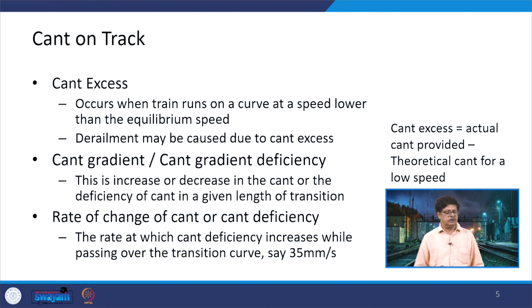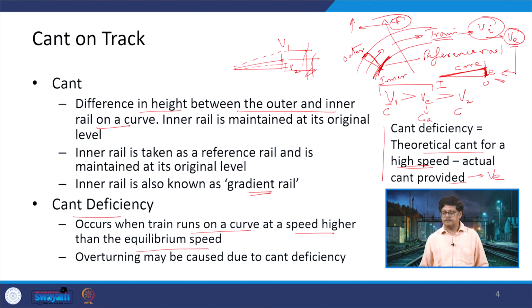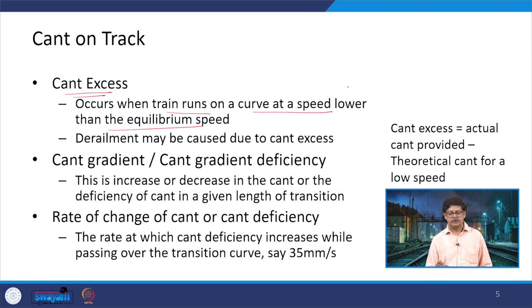Now, another terminology is Cant excess. What does it say? It occurs when the train runs on a curve at a slower speed than the equilibrium speed. When this happens, that means we are talking about another segment now. Instead of the value which we have talked about here as CA, only this much was required. So, if this is CA, this one is C1 and this one is C2. Here C1 was greater than CA, and that caused the Cant deficiency, and in the other case, CA is greater than C2, and this is causing the Cant excess. So, CA is greater than the C2 value.